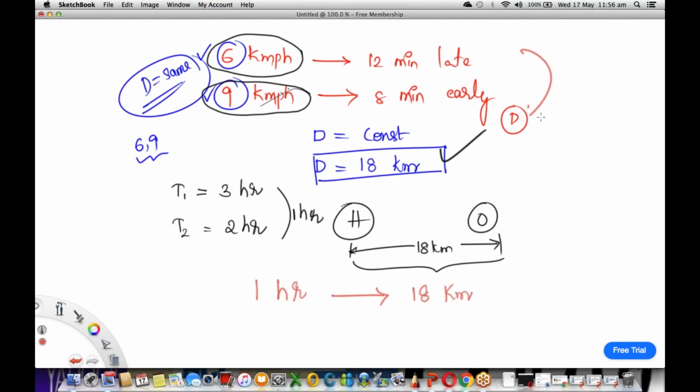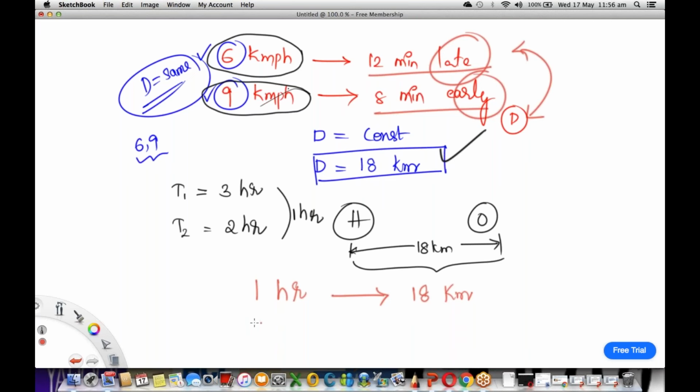But as per the given data, the delay is not 1 hour. It was mentioned as 12 minutes late and 8 minutes early. Whenever you have late and early, no need to calculate the delay. Just simply add the values. What is 12 plus 8? 12 plus 8 is 20. So delay is going to be 20 minutes.